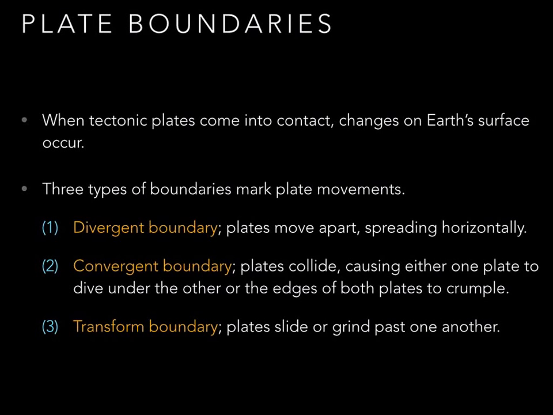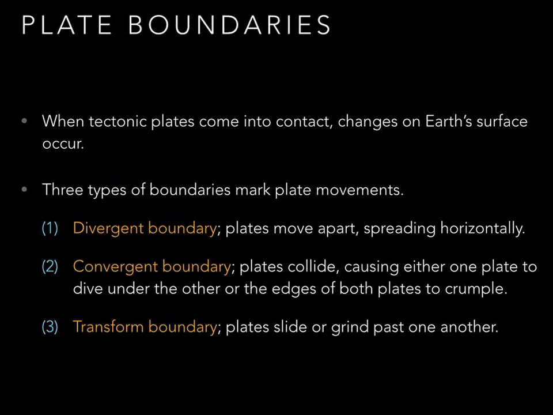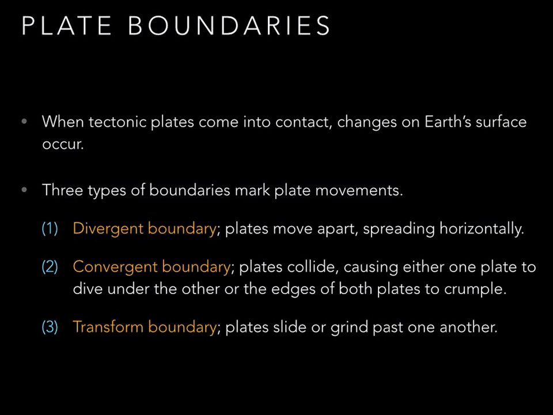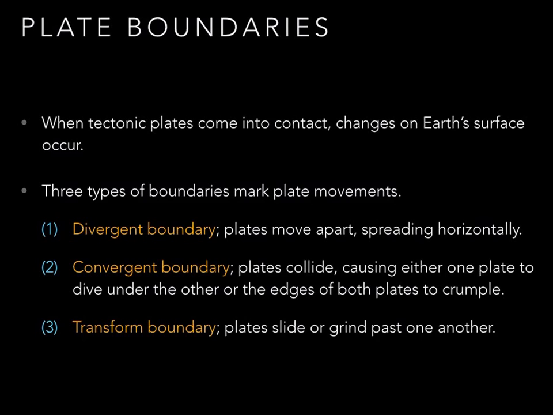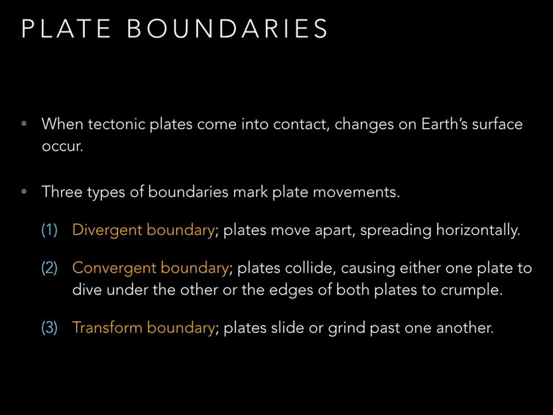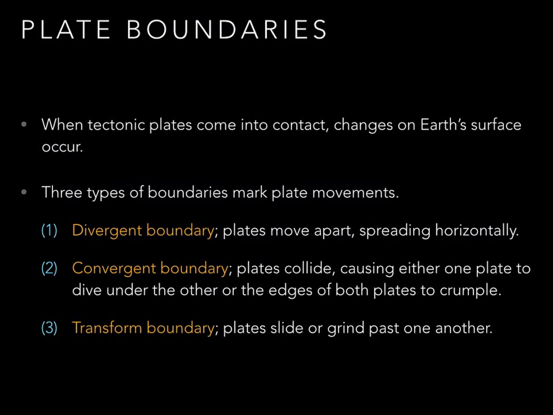Plate boundaries. Tectonic plates inevitably come into contact with one another, and when they do, there are changes on the surface of the Earth. There are 3 types of boundaries that mark these plate movements. The first is the divergent boundary. This is when plates are moving apart from one another. They're spreading horizontally. They may expose the interior of the Earth, and this is an area where you may see volcanoes.